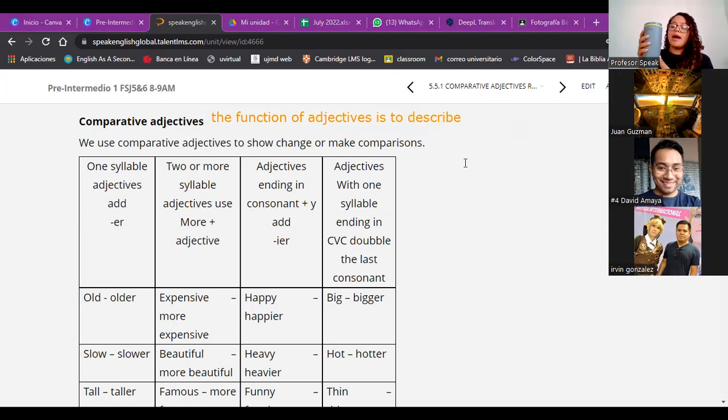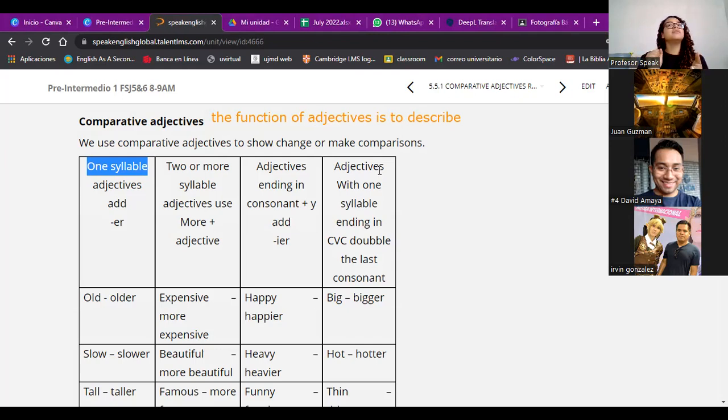For example, I have a big gray cup and I have a small glass cup. I gave you two descriptions, all right? One and one. But you can also compare. And to compare, you use adjectives in the comparative form. Now, to talk about the rules of how you create comparative adjectives, here we have them. To adjectives that you have only one syllable, for example, tall, that is one syllable. Big, one syllable. Let me give you another example.